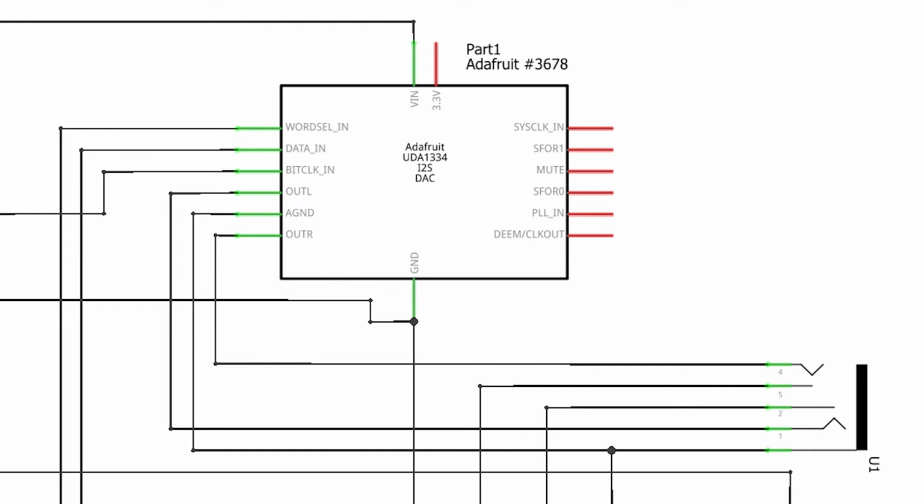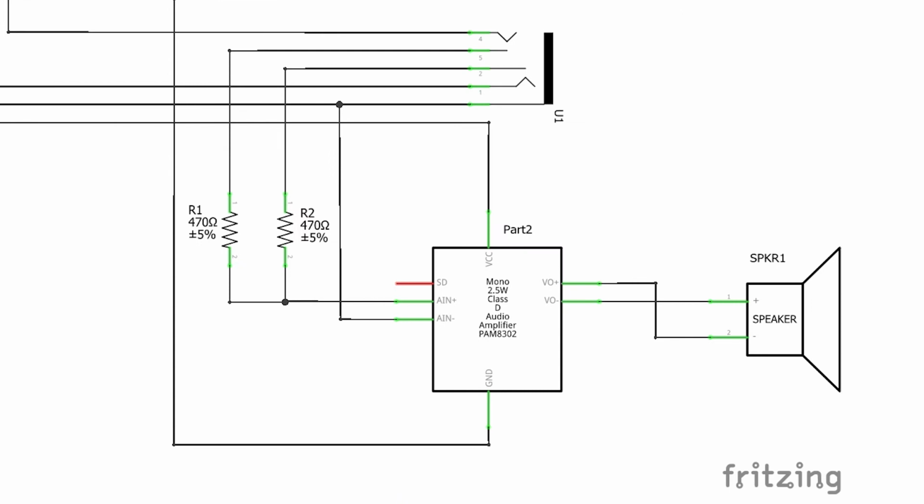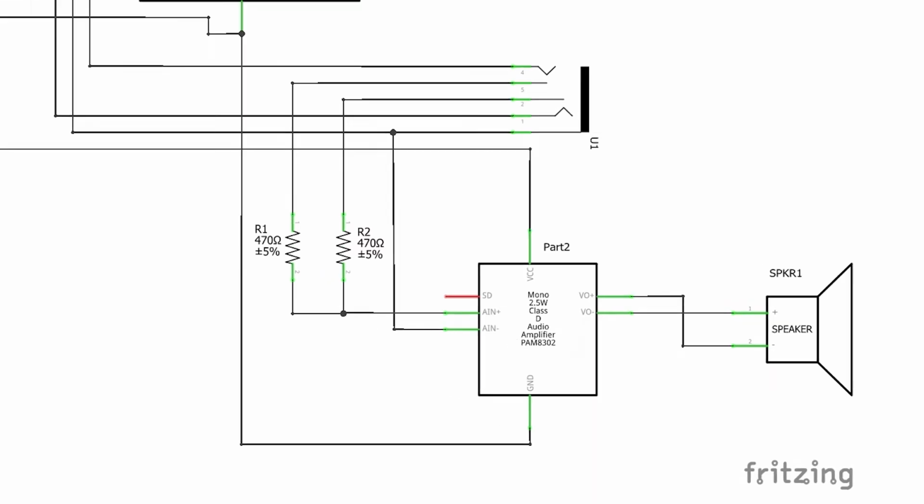So we need to feed this first DAC stage into a headphone socket, and that headphone socket will allow us to plug in our headphones so we can listen to the sound at that level. We then need to take an output from this headphone socket and feed that into an amplifier stage, and that will do the full amplification so that we have a signal which is powerful enough to drive our speaker.